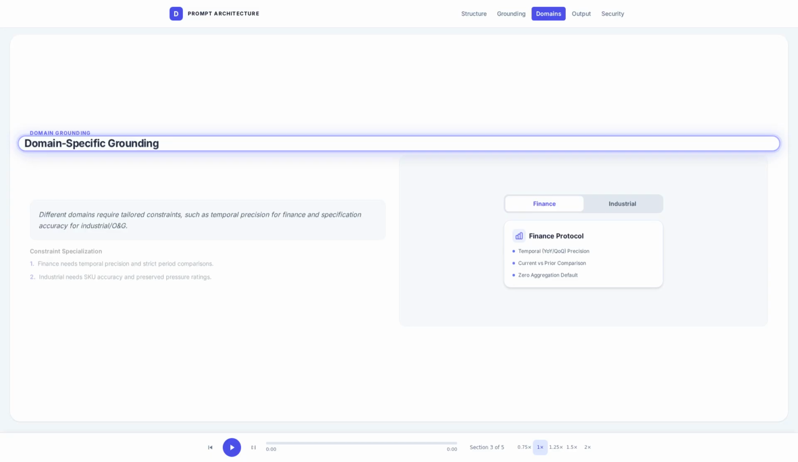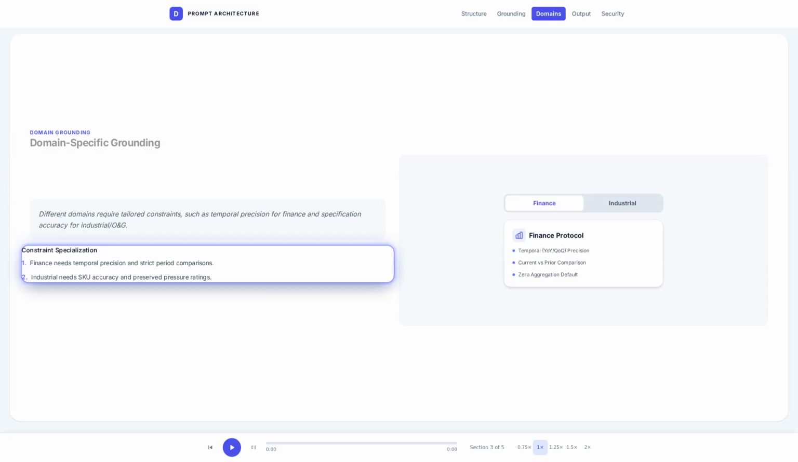Now contrast that with industrial or oil and gas. Here, accuracy of technical specs is super critical, like pressure ratings or part numbers. This is for safety and keeping things running smoothly. So preserving exact numbers and units, that's vital. Don't normalize or round unless you're told to. This visualization right here shows a side-by-side comparison of these domain constraints. The main idea? Your domain context tells you what specific grounding and constraint needs you have.